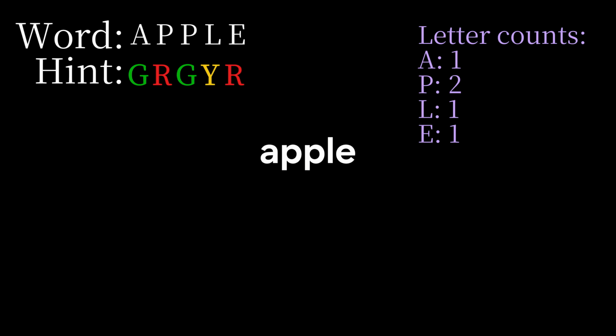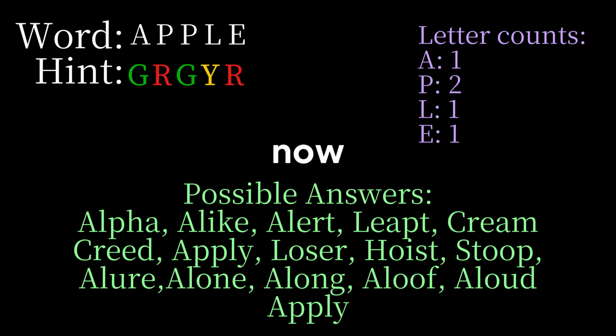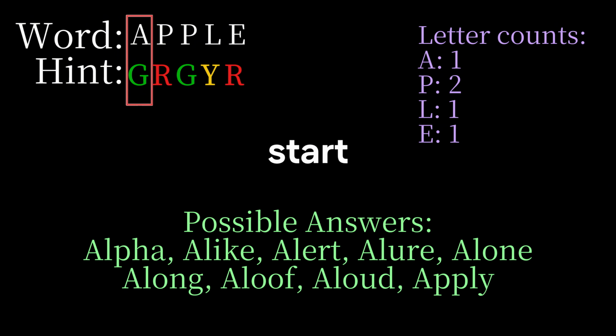Alright, so let's run through our filtering process with an example. Let's say we have a word, apple, that we have guessed, and a hint, green, yellow, red. We're also going to store the letter counts of the word apple, and we're also going to need our list of possible words. Now we begin the filtering process. Look at the hint for A. As you can see, it's green. So what we're going to do is we're going to keep every single word that starts with an A and remove every word that does not start with an A.